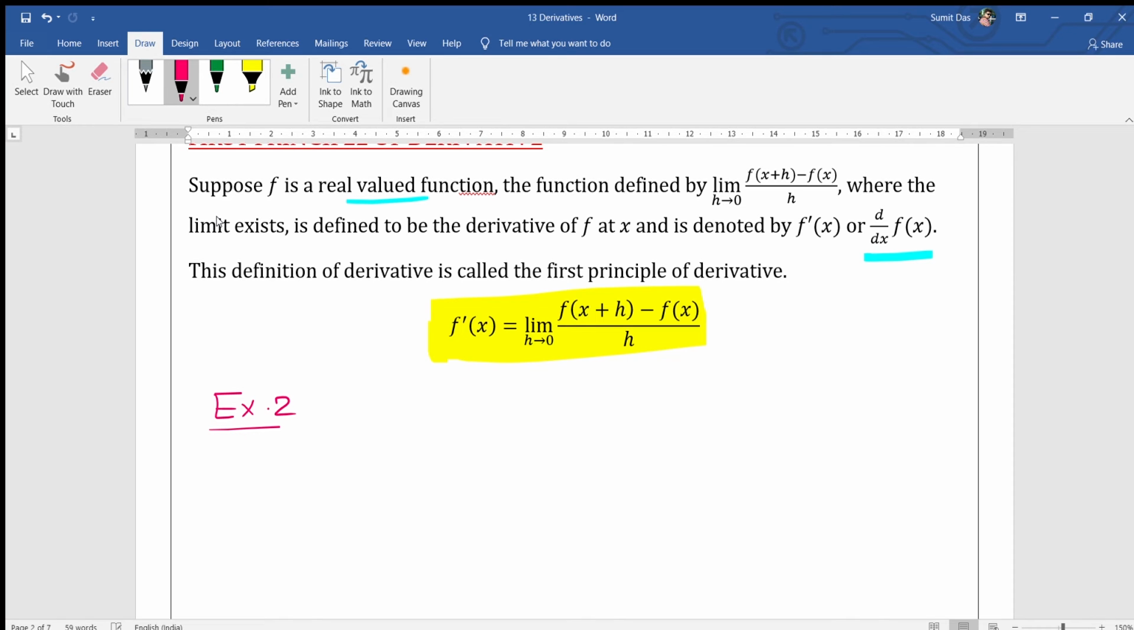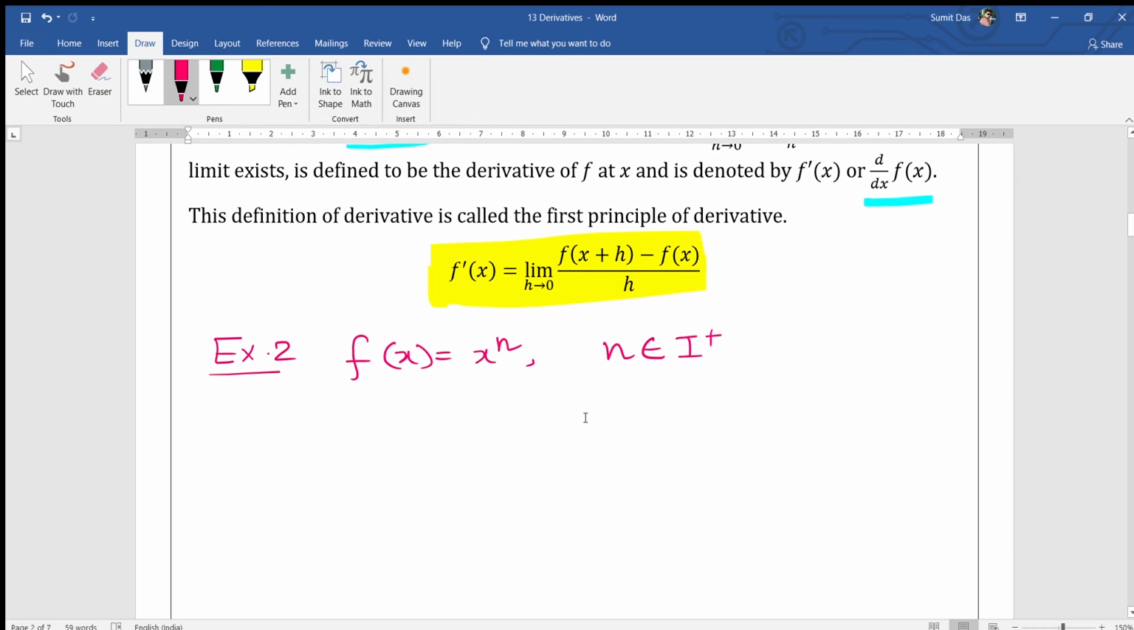Okay, suppose f(x) is given as x to the power n, where n is a positive integer, where n belongs to the positive integers. I hope all of you know this sign. It is the sign of positive integers. Okay, how to do it? What will be f dash x?